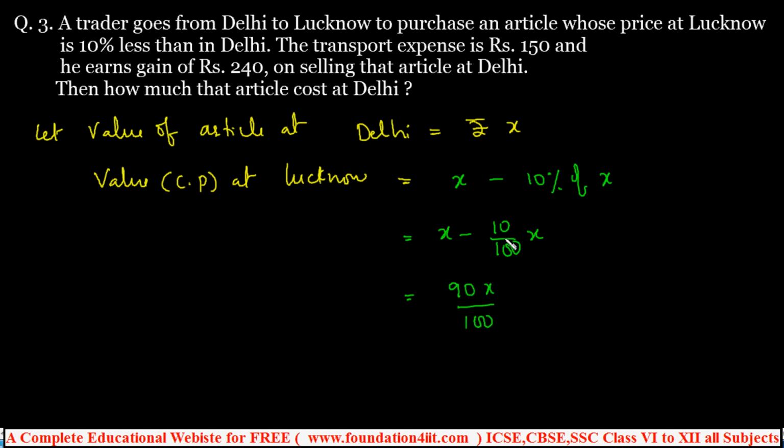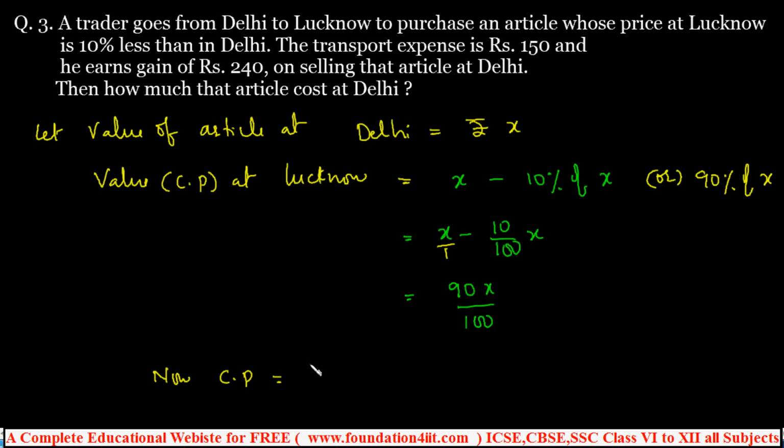90x by 100, or directly you can write this as 90% of X. Both are the same if you want to do the short way. 90 by 100, there is 100%, this is 10% less. X minus 10% of X is nothing but 90% of X. Even if you do LCM you get the same, right? So 90x by 100 is the cost at Lucknow, and he gained 240 rupees, but the transport cost also you have to add in the cost price. Now cost price is, along with the transport expenses, we should add to the cost price.